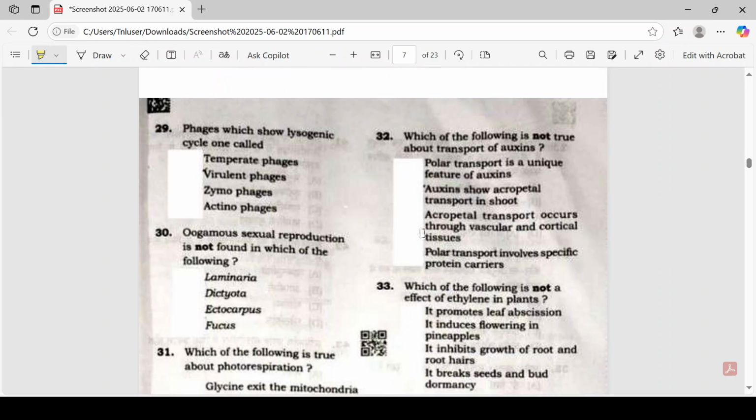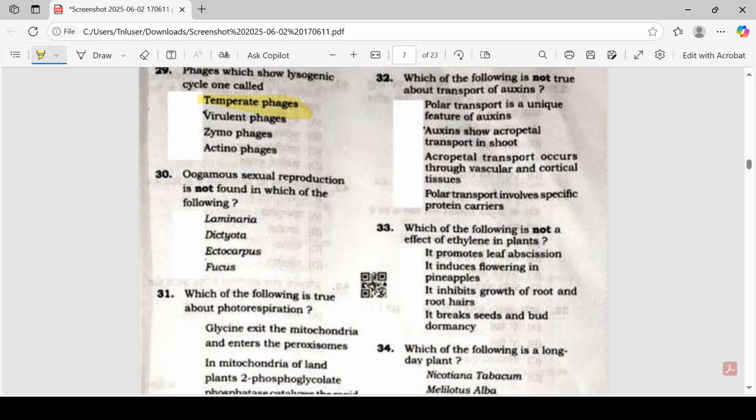Let's move to question number 29. Phages which show lysogenic cycle are called as. So the correct answer will be temperate phages. Some people pronounce it differently, but phages which show a lysogenic cycle are called temperate phages. Okay, let's now proceed further to question number 30.